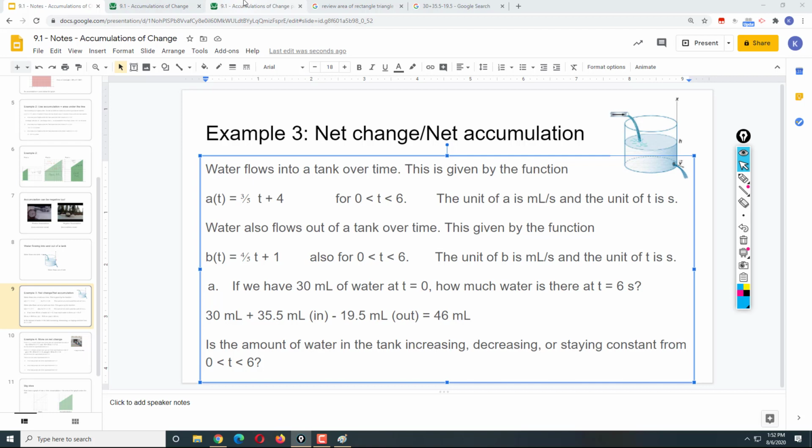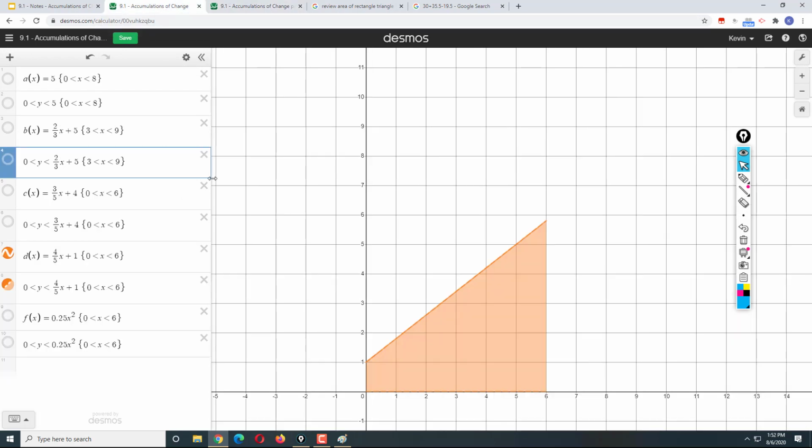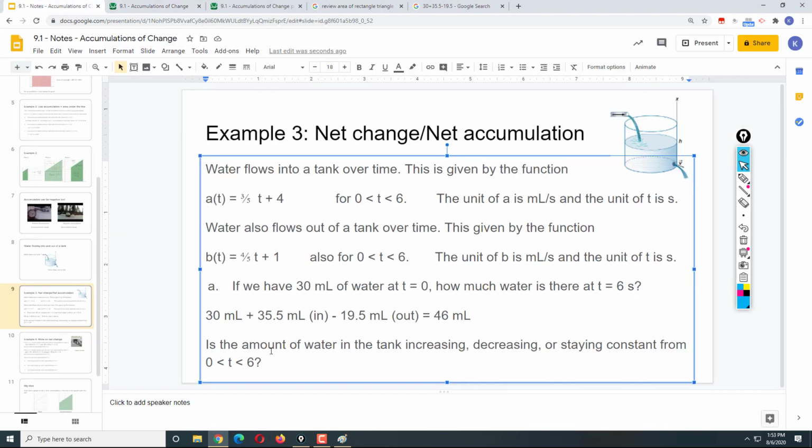Another way we can think of this: the way I did it was area in minus area out. What I could have also done is the function for in minus the function for out. So here's the function for in on Desmos, and the function for out. We have two lines. When I subtract, I can do in minus out and then find the area of that function. We'll see that in the next example.